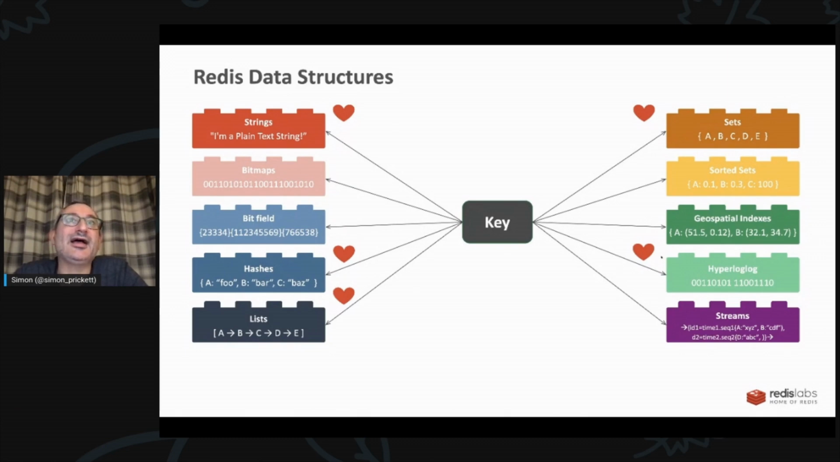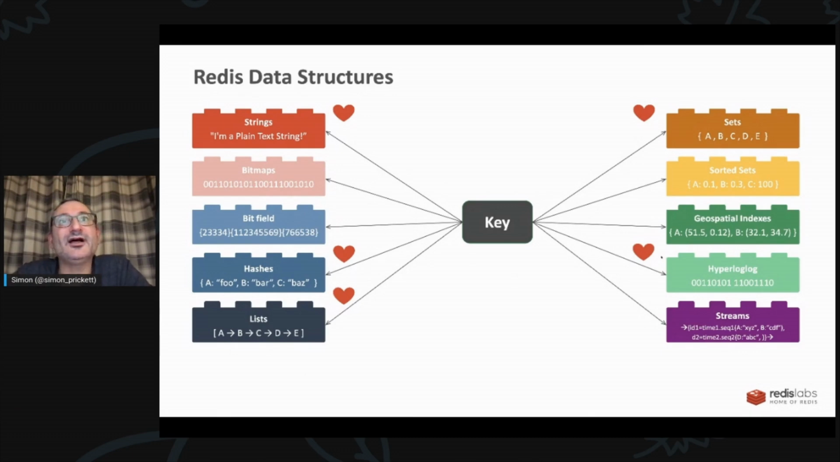So those include hashes, which model something that looks like an object or an associative array. So inside a key, I could store something like a user record for me, and it would have fields like name, and the name would be Simon, and location would be San Diego, and my user ID would be whatever, and my email address would be something else. We're going to look at how those work.